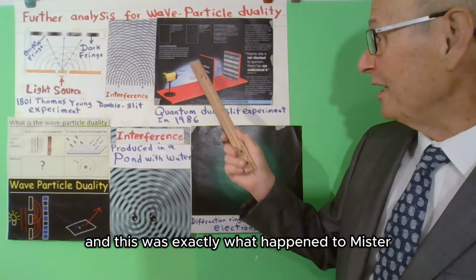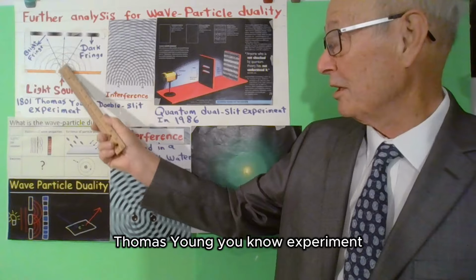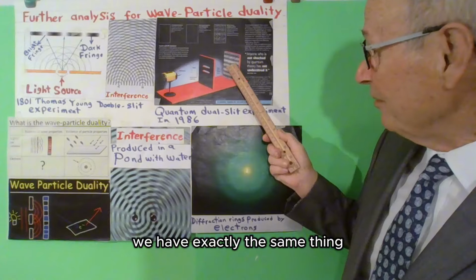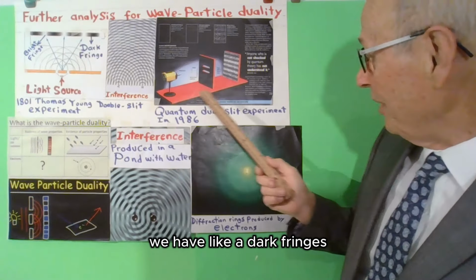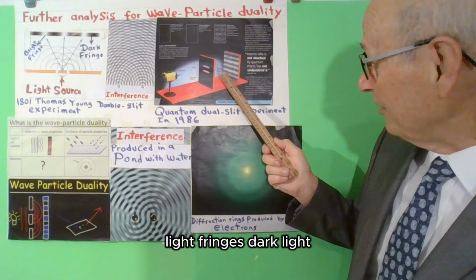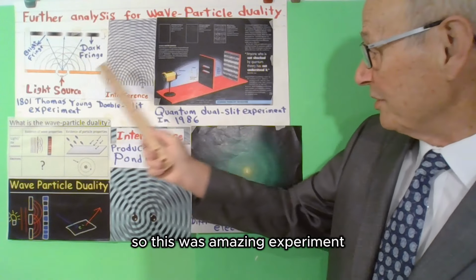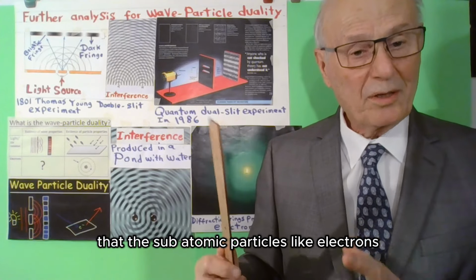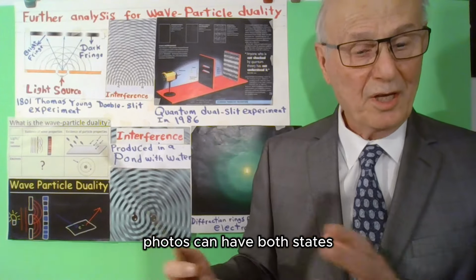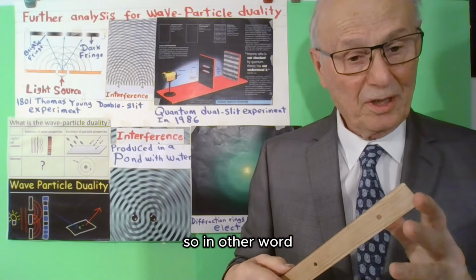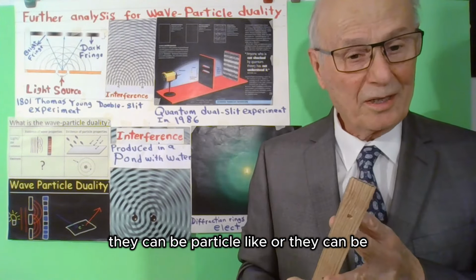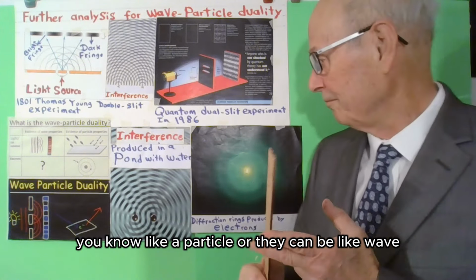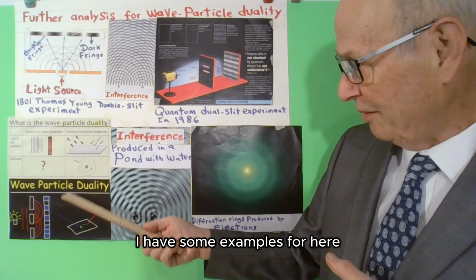And this was exactly what happened in Mr. Thomas Young's experiment. You can see over here, we have exactly the same thing, which is called fringes. See, we have dark fringes, light fringes, dark, light. So this was an amazing experiment, and this proved that subatomic particles like electrons and photons can have both states. In other words, they can be like a particle, or they can be like a wave.